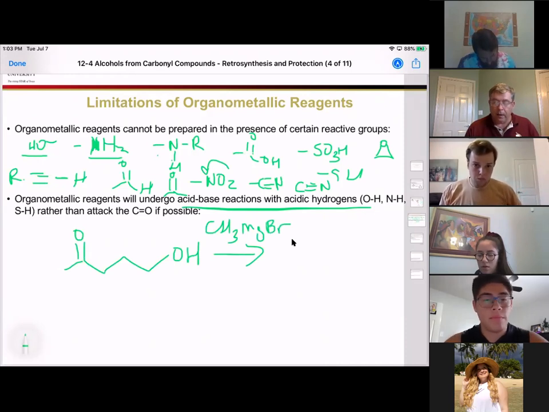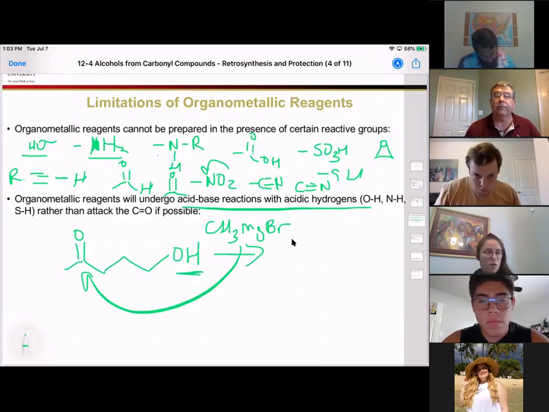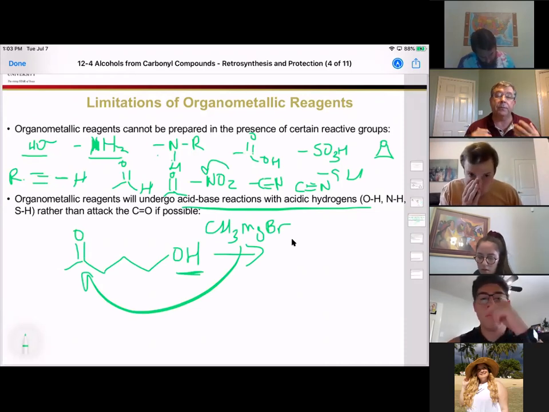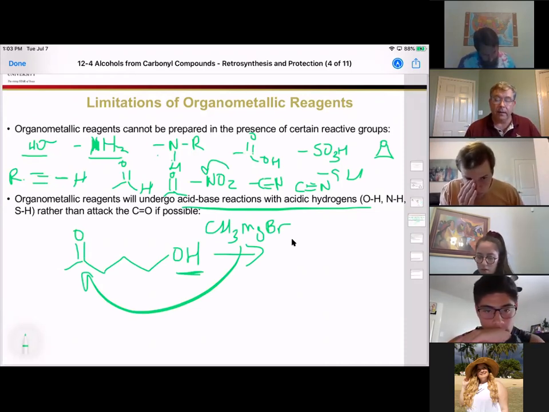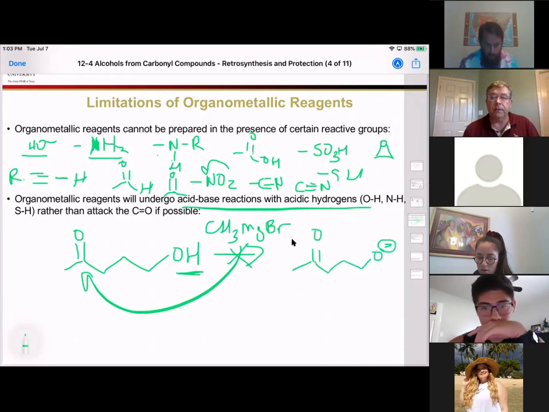Okay, and you say, oh, well, I want to use this as a nucleophile and attack this carbonyl and make an alcohol, okay? Well, we can't do that because this alcohol here is going to react first. The acid-base reaction happens before the nucleophilic attack on the carbonyl. So this reaction is not going to go, because what it's going to do is form the salt, O minus, and then that reaction is done.